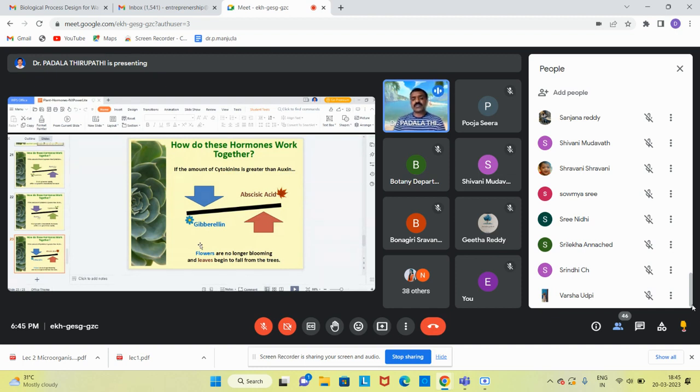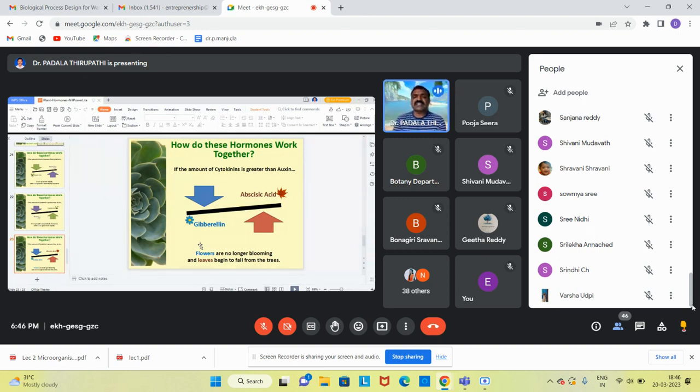And this slide shows the differences between gibberellins and abscisic acid, the impact of these two phytohormones on plants. Whenever the amount of cytokinins is greater than abscisic acid, then the leaves turn yellow or brown, or the green color turns and then the brown or green color disappears.